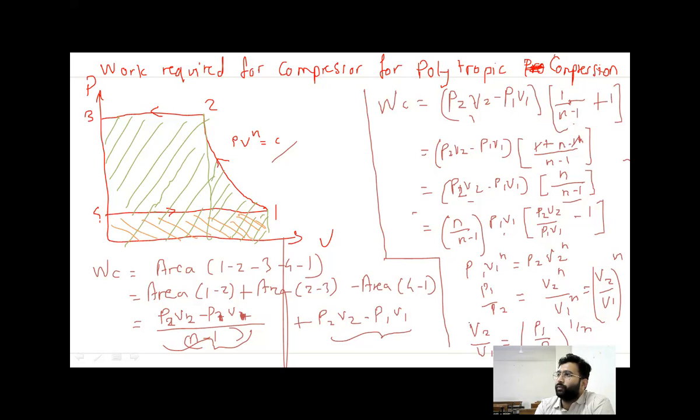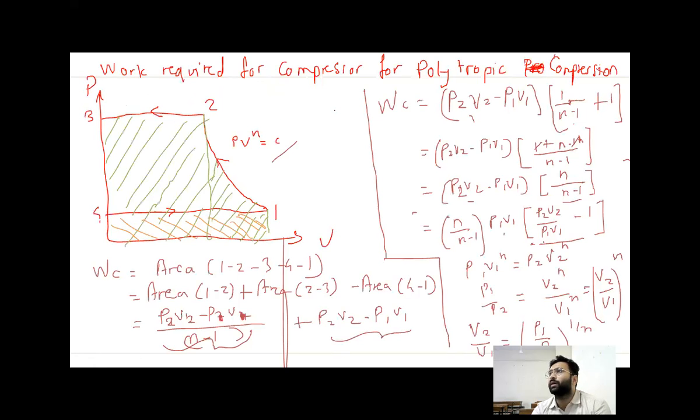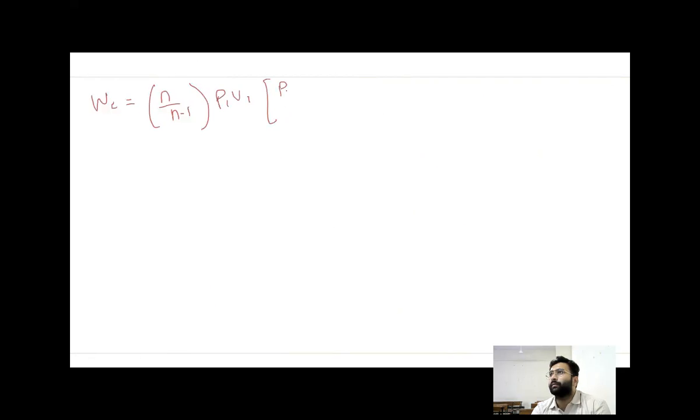Now I will put this V2 by V1 ratio into this bracket. Okay, into this bracket. So this will become compressor work will be equal to n upon n minus 1 P1 V1 into bracket. We already have what? P2 by P1 raised to what? Correct. So P1 by P2 raised to 1 by n minus 1. So write down this.